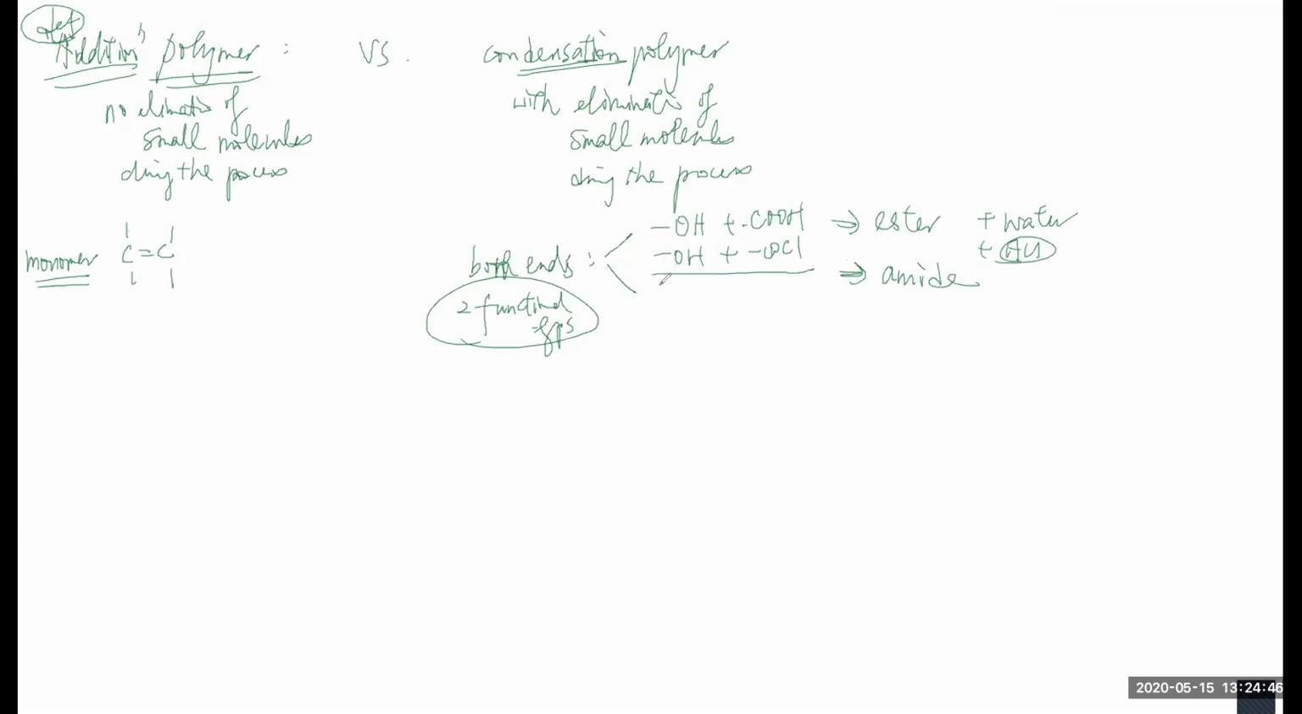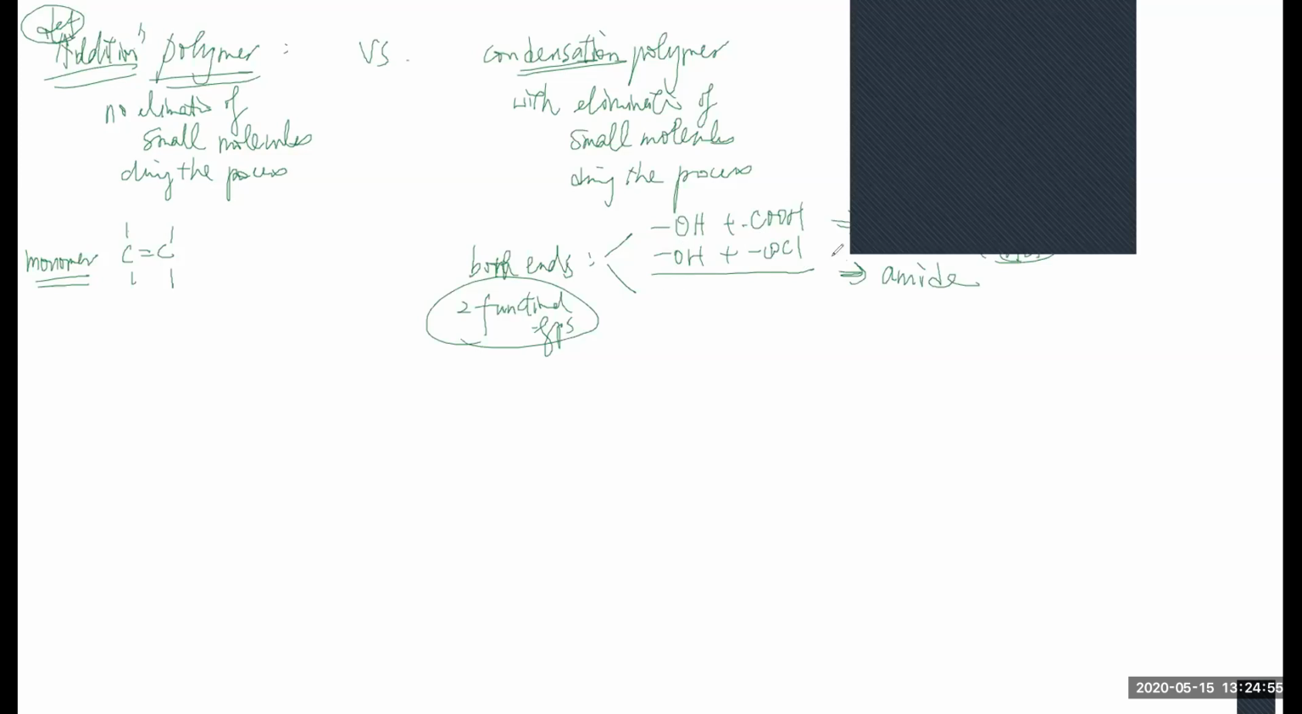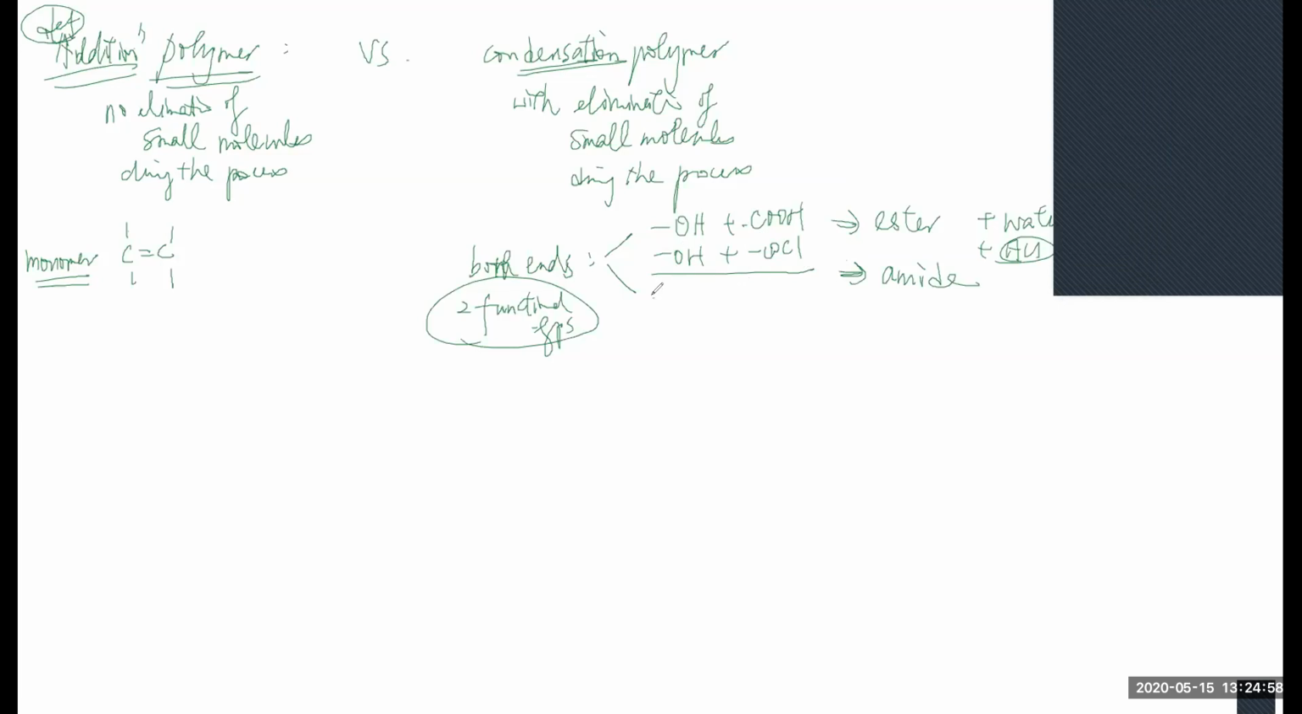How about amide? What are the combinations? It's very similar. I change the hydroxy group to amino group. It is amine. So we have this combination with COOH or COCl to form amide. The elimination product is a little bit different, right? The small molecules: one is water, the other one is HCl in the second case. So this is what you need to know as a comparison of the two.